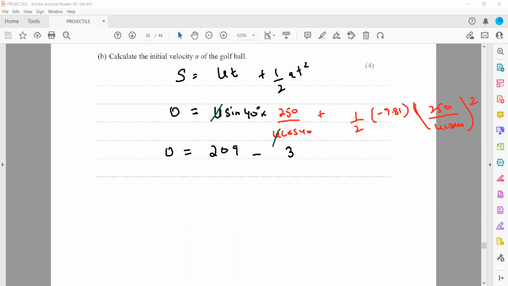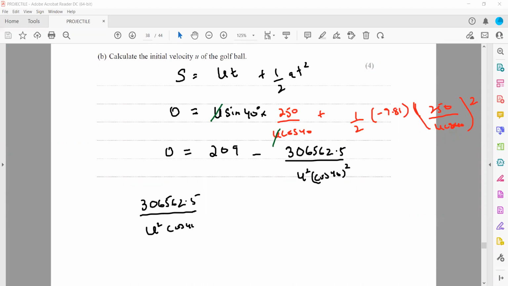306,562.5 divided by u square cos 40 square. Now this will move to the other side because it is negative. So it will be 306,562.5 divided by u square cos 40 square equal to 209.